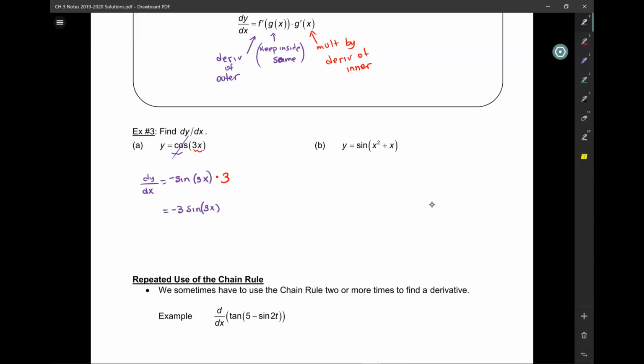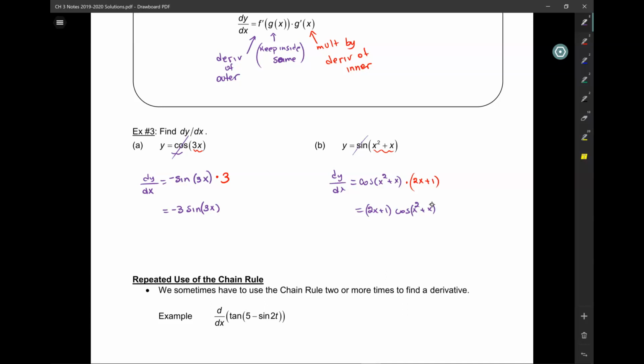Can I just write y down? Yeah, they're interchangeable. So here, dy dx is the derivative of the sine. I get cosine of x squared plus x times the derivative of the inside, 2x plus 1. And again, it's convention to write the algebraic function first. It looks nicer, it's better.